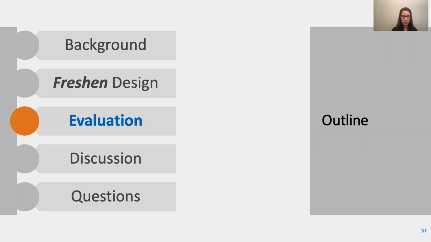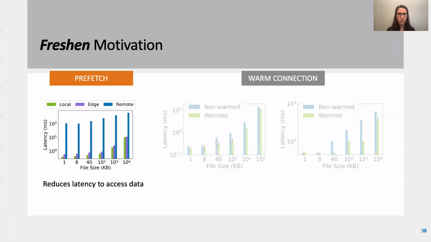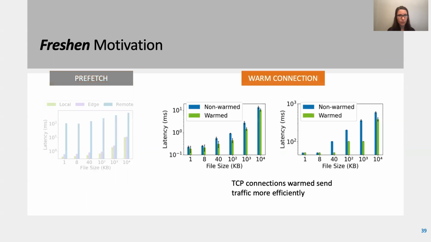All right, so let's move on to some brief points about evaluation. So I mentioned prefetching, and this graph is just essentially showing that the closer you locate the data to your code, the less latency you incur when you access that data. And this shouldn't be surprising to anyone, but it's good motivation for the ability to prefetch things. We also looked into how much you can benefit from warming a connection, and we observed that TCP connections that are warmed send traffic more efficiently, and this is of course detailed in our paper.